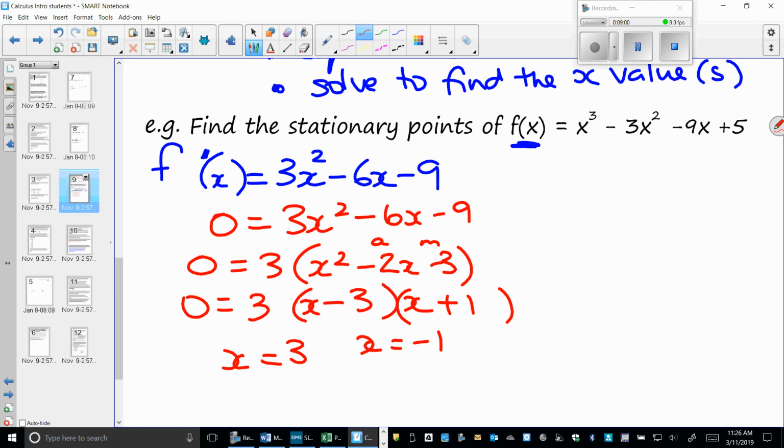Now, if the question had said find the x values where the stationary points occur, we're done, we're finished. Okay? This actually says find the stationary points. So that means that I need to find their partners. Remember when we were solving simultaneous equations with linear and non-linear? We would have a quadratic and we would have x1, x2, and then we'd have to find y1 and y2. So it's the same kind of situation here.